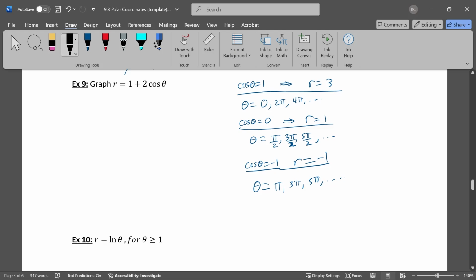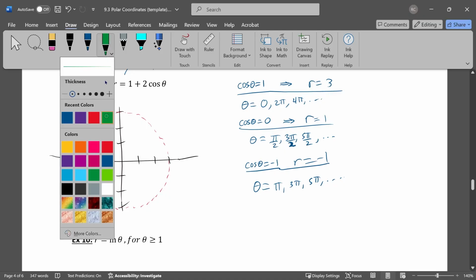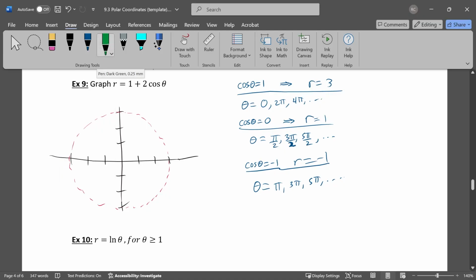So our largest value of r is occurring at r is 3. So I'm going to go out 3, and we'll dot a nice little circle of radius 3 out there. And our shortest value for r is 1 or -1. Either way, we'll use a circle of radius 1 for that part.